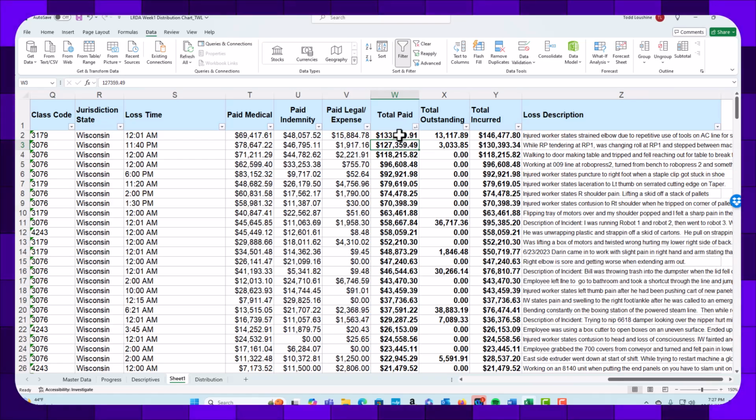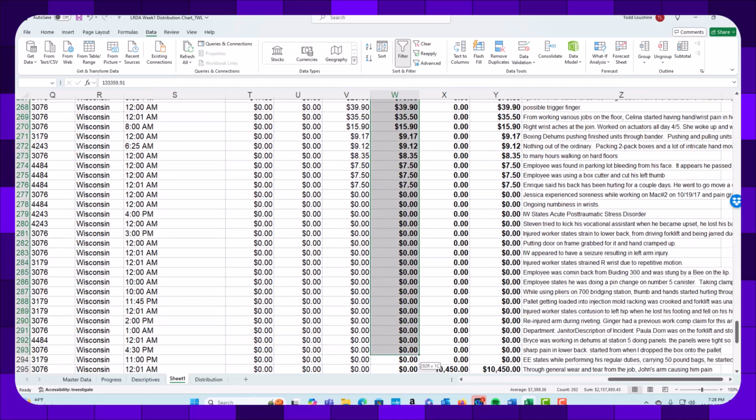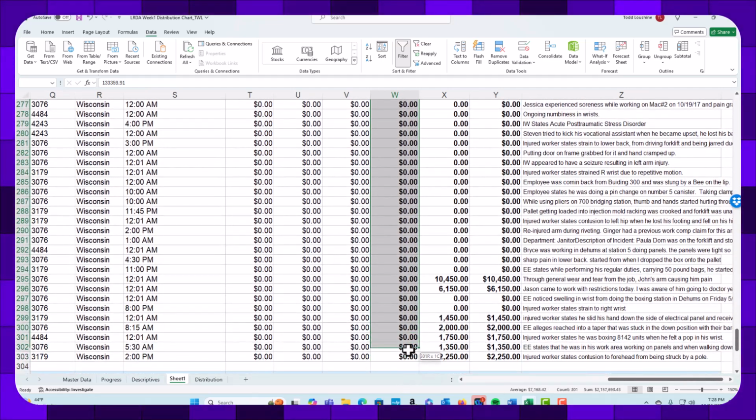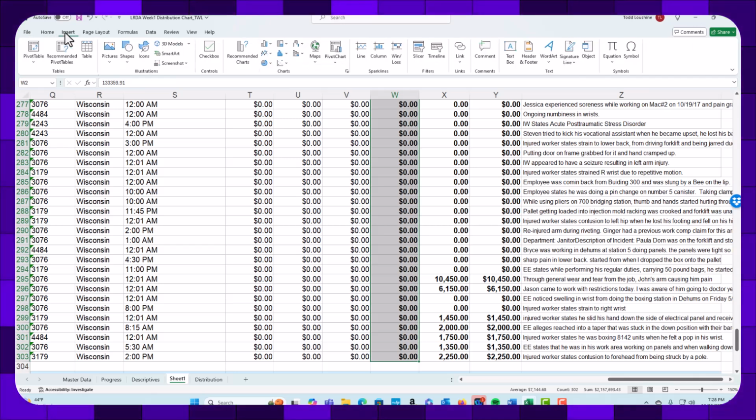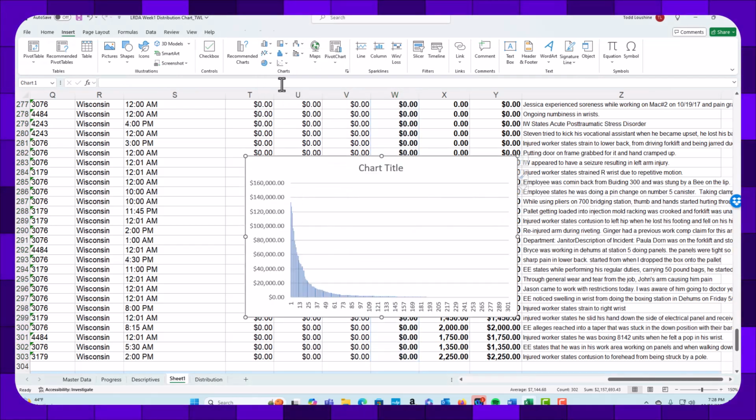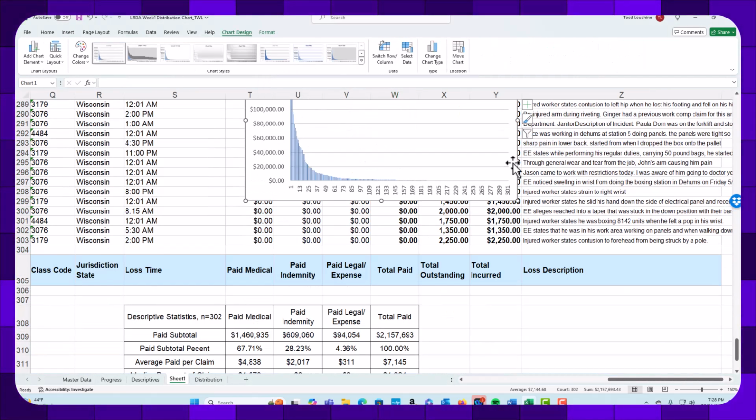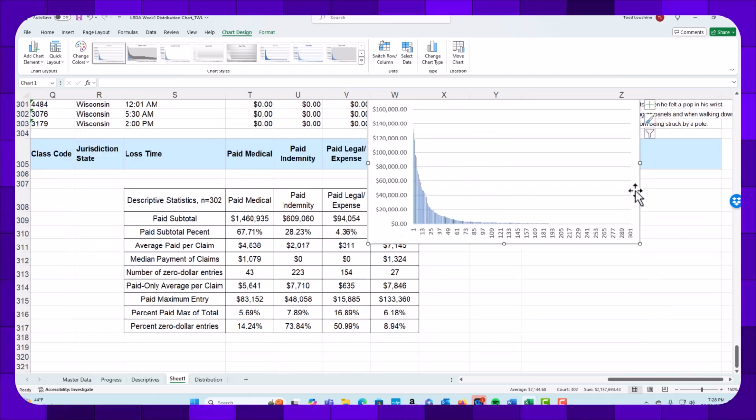The total paid, I want to create a bar chart with total paid. And so I'm going to highlight all the total paid amounts right here. Then go to insert. You see it's file, home, then insert. And then I'm going to choose bar chart, which is right here. I'm just going to go simple. And there it is.